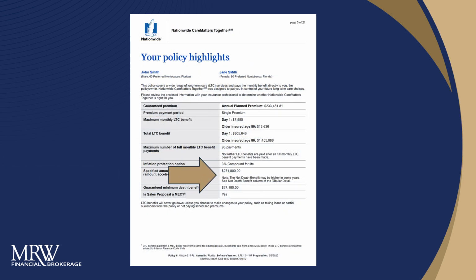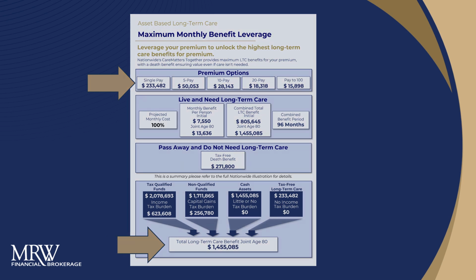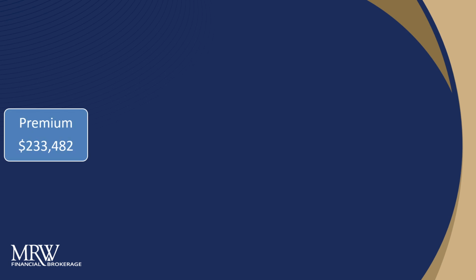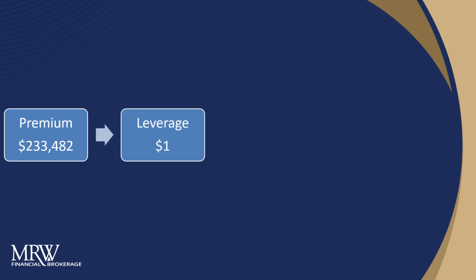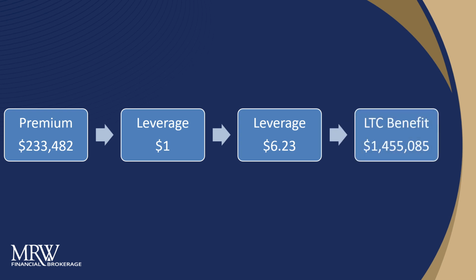Now, one of the great advantages of this product is it is paid on a cash indemnity benefit, but look, we're taking that $233,482 of a single premium and turning it into $1,455,000 at their joint age of 80. We'd have to liquidate. The reason we call this maximum leverage is if we take that $233,000 of premium, for every dollar of premium we're putting in, instead of getting, I think it was $4.41 with One America, we're getting $6.23 of leverage to get it up to $1,455,000 of long-term care benefit.